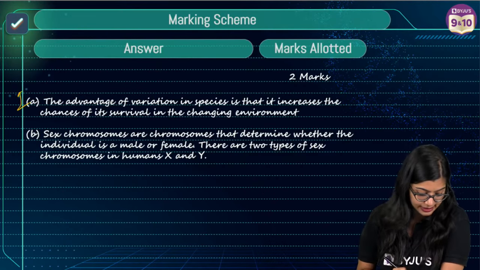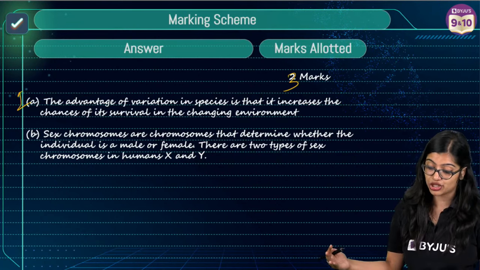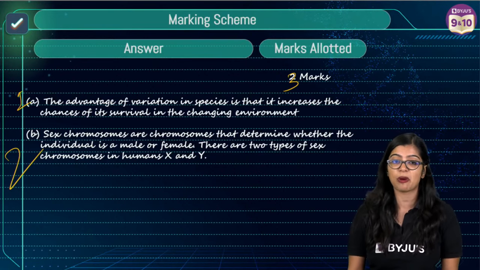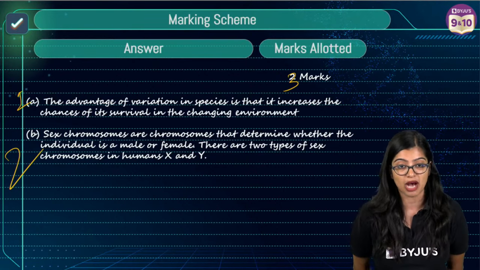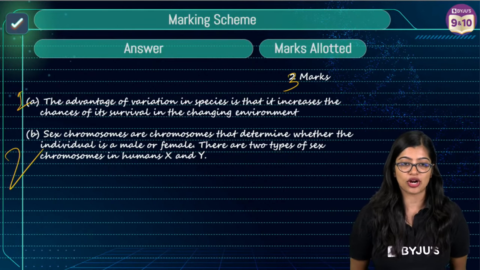So 1 mark you will get for writing the advantage of variation, that it helps in increasing chances of survival. 2 marks for writing the sex chromosome part, you will get a total of 3 marks, right? Yes, you can write that, Madhu, not a problem.